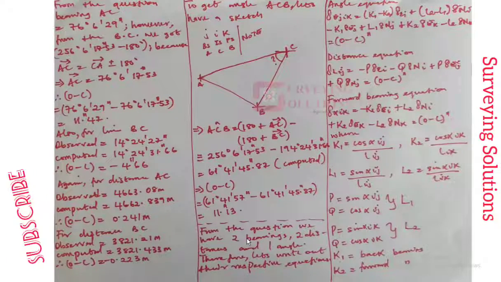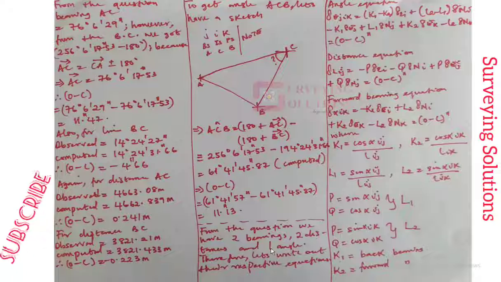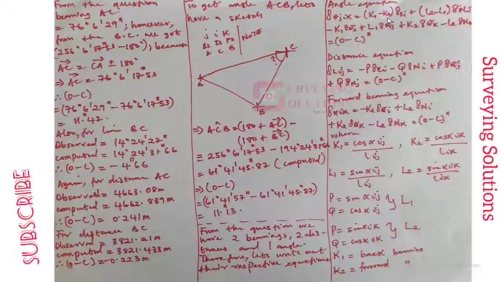We have two bearings, two distances, and one angle: 2, 2, 1, which is 5. Therefore, let's write out their respective equations. Now, their respective equations cannot just be written out. We have generic equations for angles, for distances, and for forward bearings, as used in the coordinate variation method of least squares adjustment. So these are the denotations here.